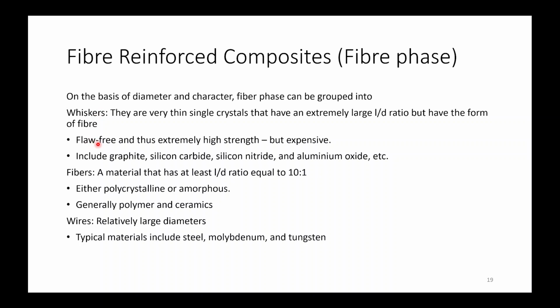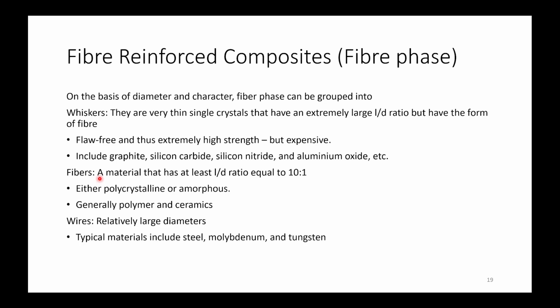These are flaw free and thus have extremely high strength. So these won't have dislocations, twins, or that type of defects. They are also expensive because of their manufacturing. These include graphite, silicon carbide, silicon nitride, and aluminum oxide, etc.